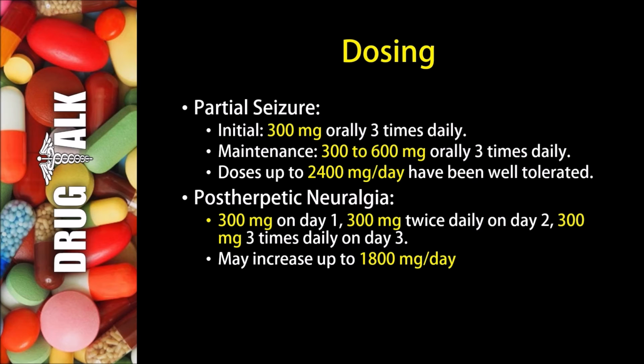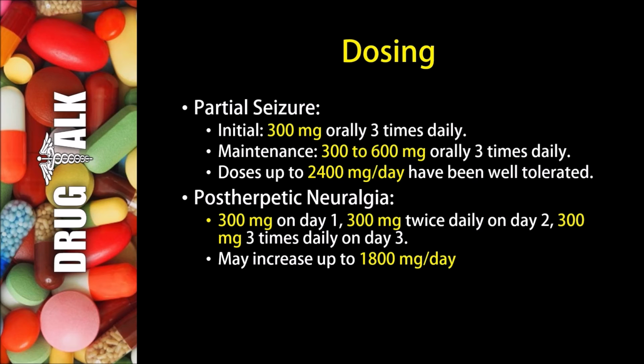Now for some examples of dosing. So in partial seizure, the initial dose would typically be 300 milligrams orally 3 times daily, with a maintenance dose of 300 to 600 milligrams given orally 3 times daily. There's a note here that doses up to 2,400 milligrams per day, again given in divided doses, have been well tolerated.